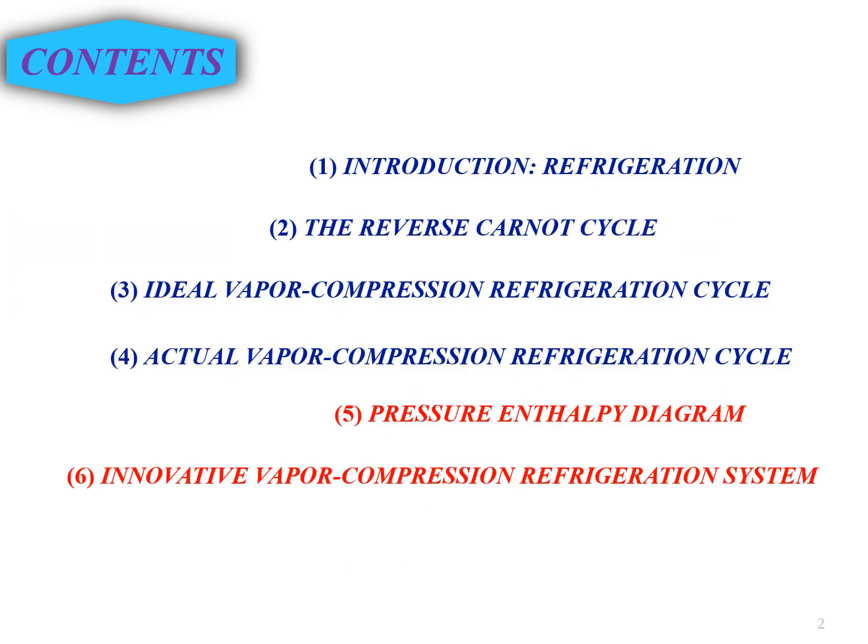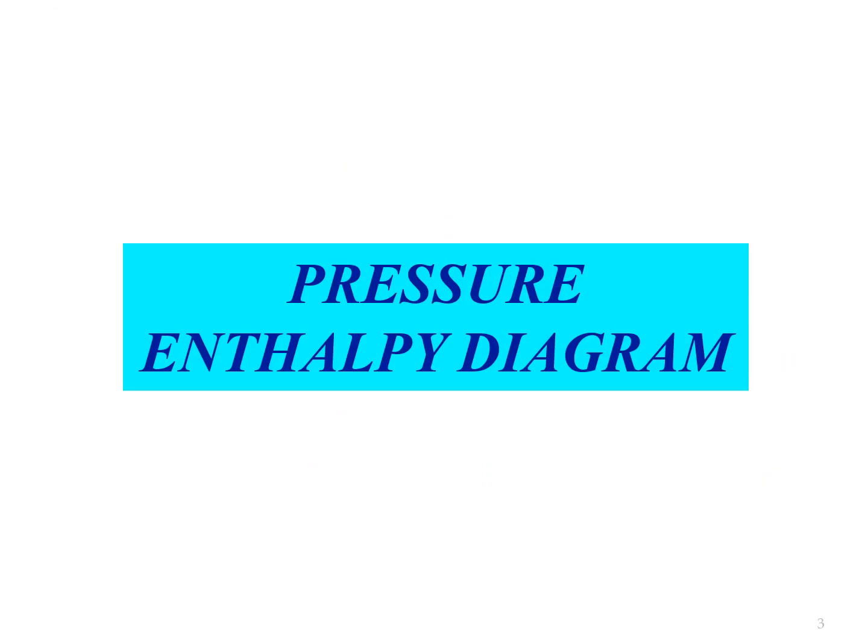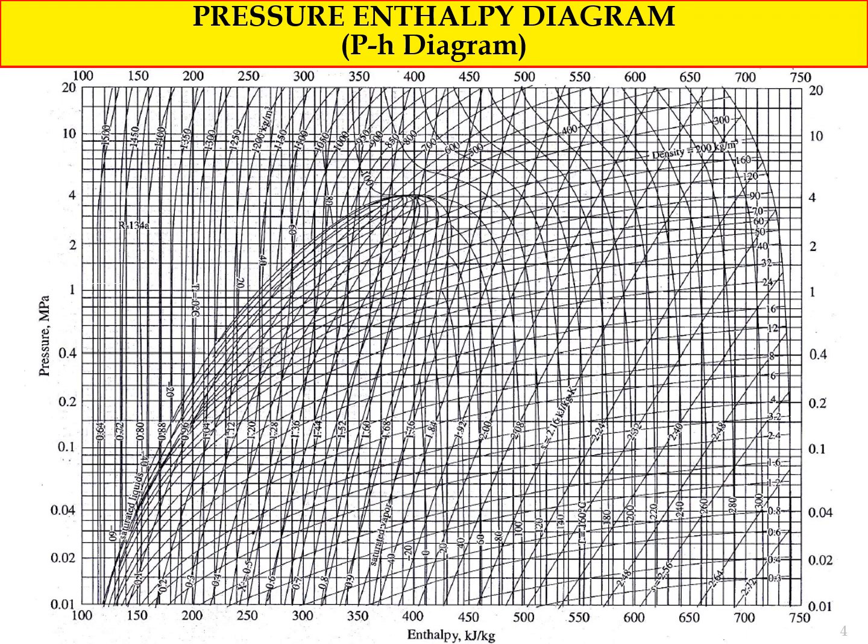In this video I'm going to explain two subtopics: pressure enthalpy diagram and innovative vapor compression refrigeration system. Pressure enthalpy diagram, pH diagram. So as you can see, this is the pH diagram, and the vertical axis is the pressure axis, and the horizontal axis is the enthalpy axis.